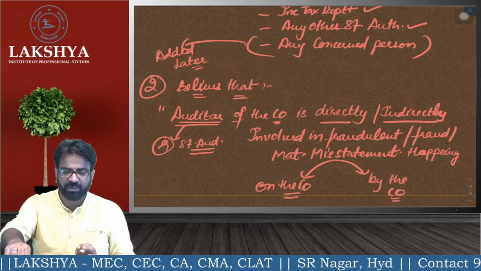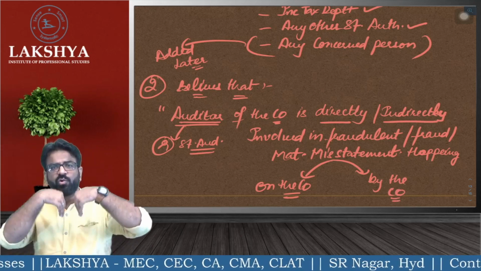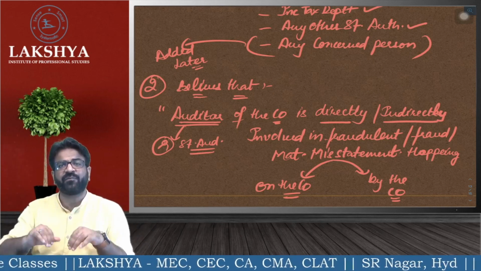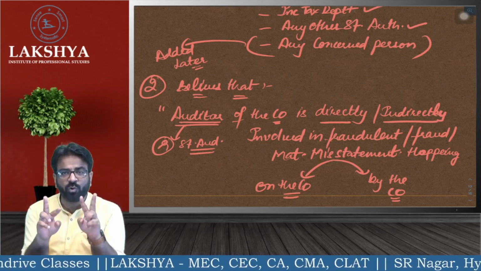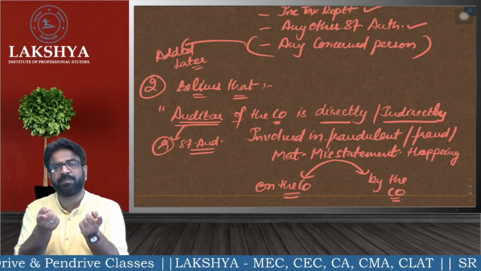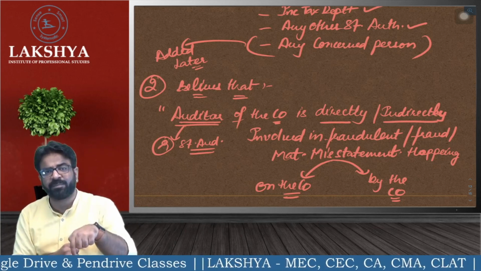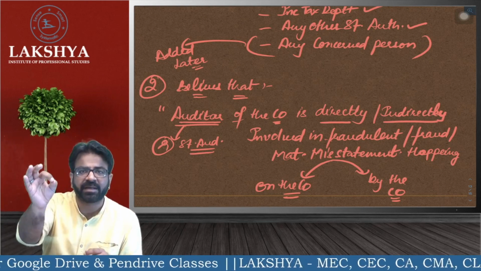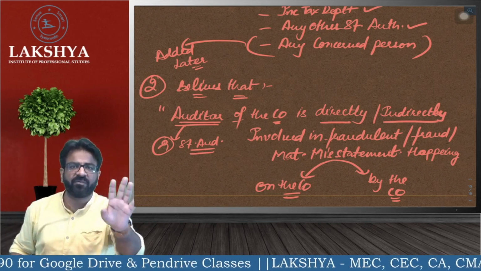Are you getting the point? देखो, या तो फ्रॉड कंपनी के ऊपर हो रहा है या कंपनी फ्रॉड कर रही है. इन दोनों सिनेरियोज में who is helping the company? And who is helping those people who are doing the fraud on the company? Auditor, either directly or indirectly. I hope everyone is crystal clear.